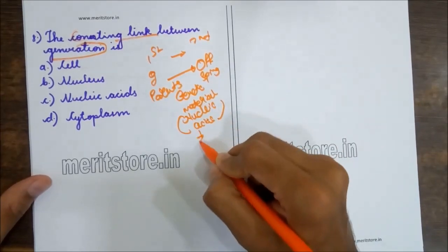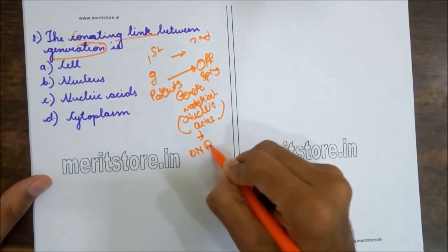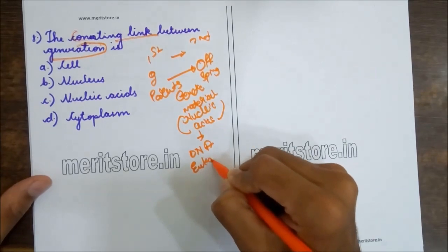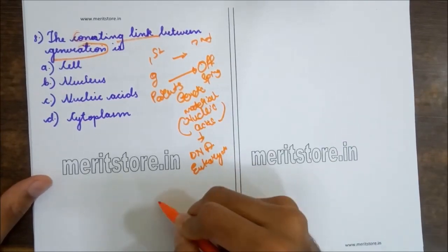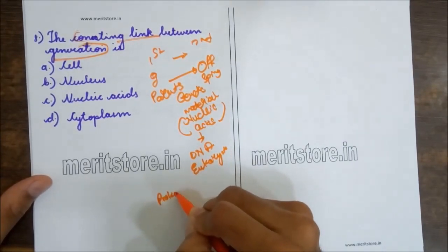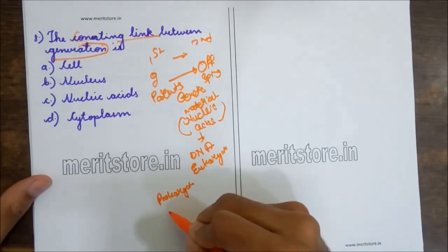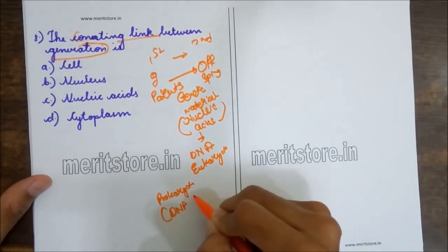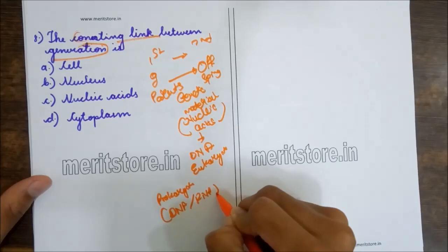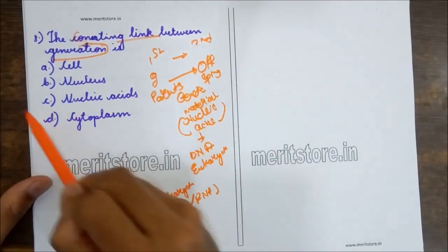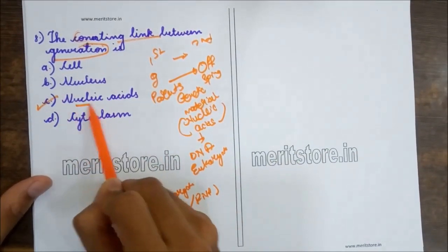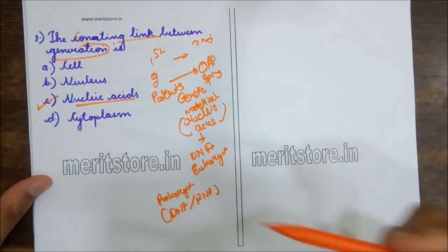In eukaryotes, it is DNA, and in prokaryotes, it may be DNA or RNA. So option C is the correct answer. Nucleic acids are the connecting link between generation.